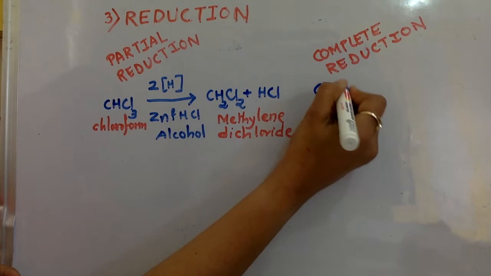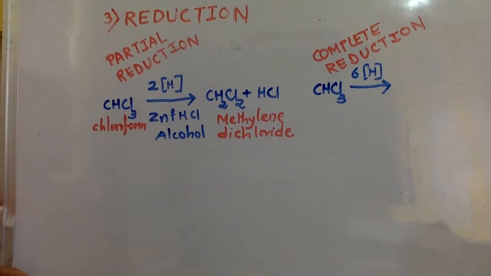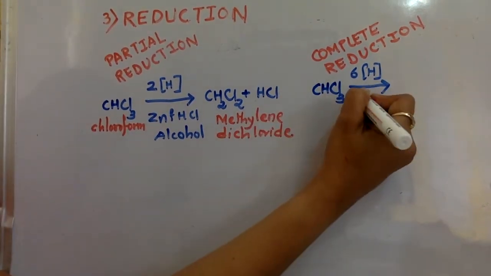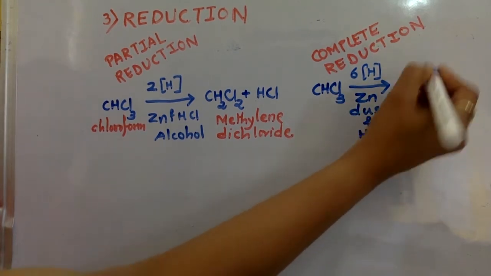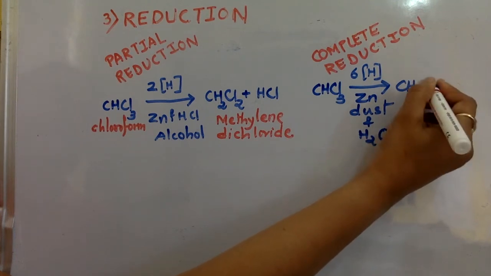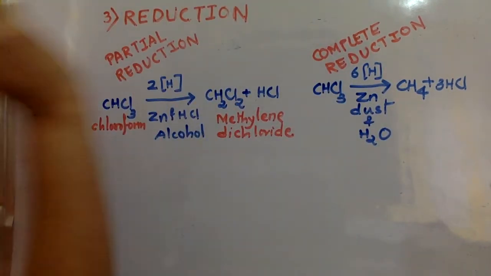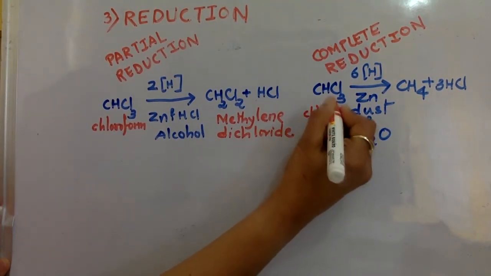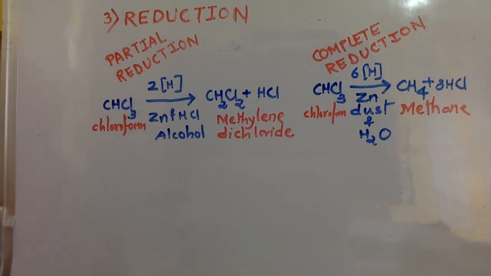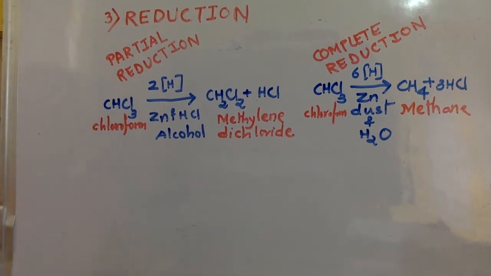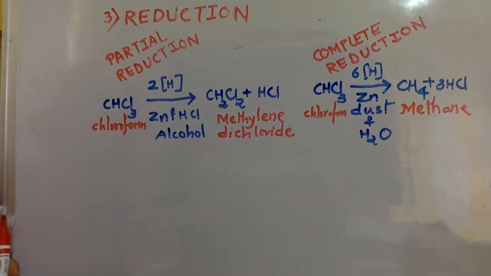Let us see complete reduction of chloroform, students. For complete reduction, I am using 6 nascent H. And I am using a strong reducing agent, zinc dust and water. As a result, all the chlorine are removed and hydrogen is added, and we get methane. So chloroform on complete reduction gives methane. So I hope reduction is clear to you, students. Chemical properties of chloroform are really very simple.